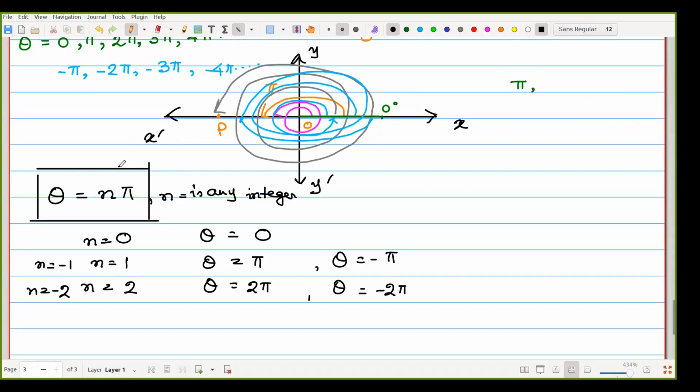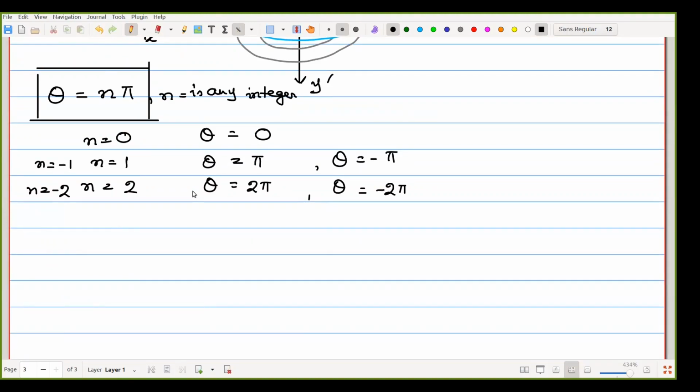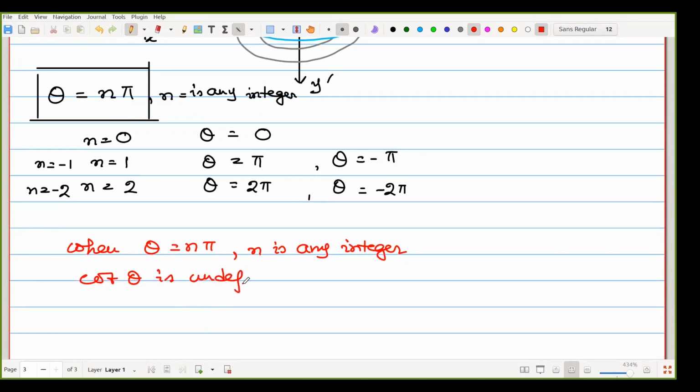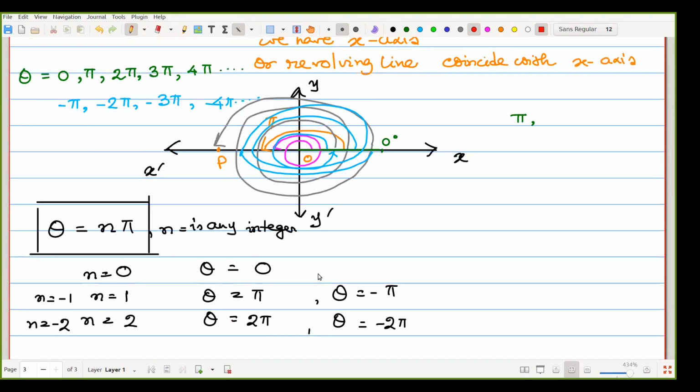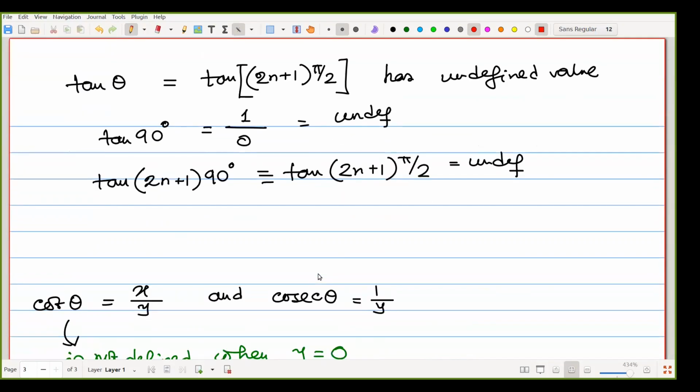When theta is equal to n pi, cot theta is undefined. So simply we can write here, when theta is equal to n pi, n is any integer, cot theta is undefined, or the revolving line is on the x-axis. Same as here, we can define it. Just you can write it here in the same way.